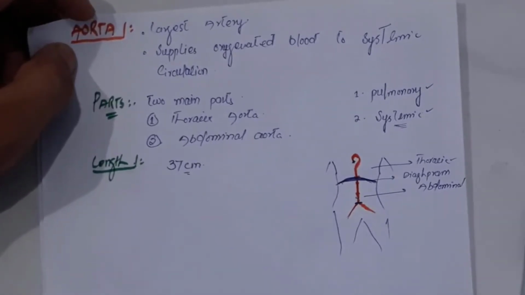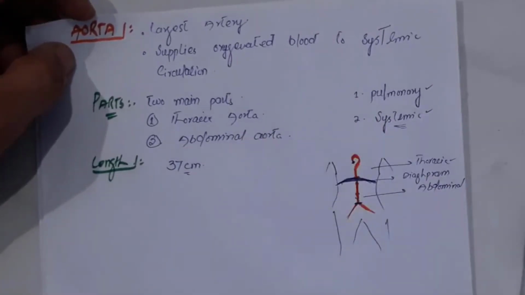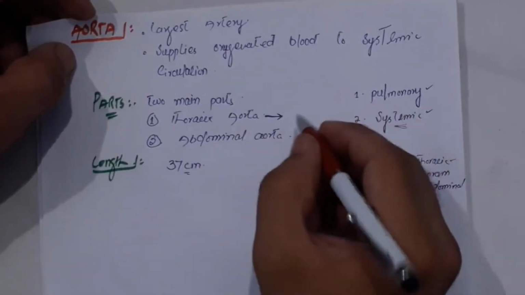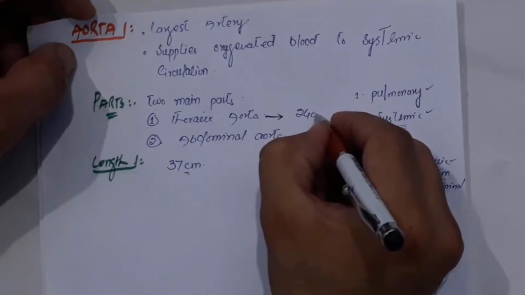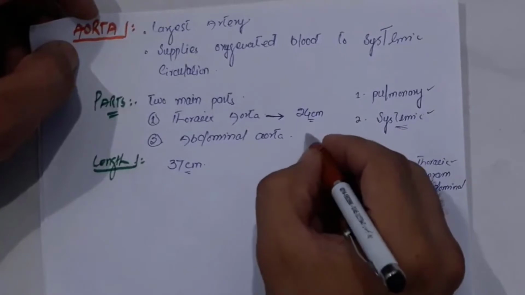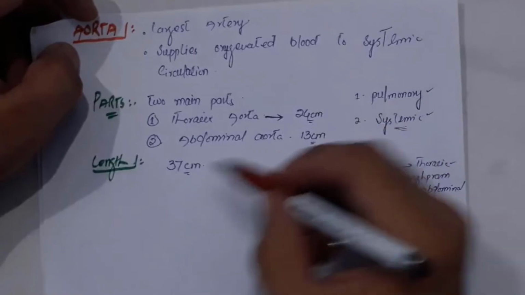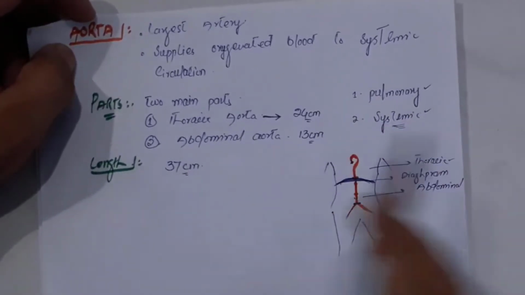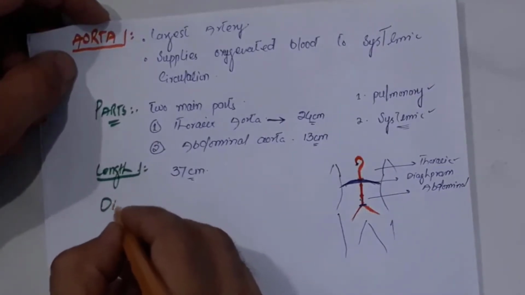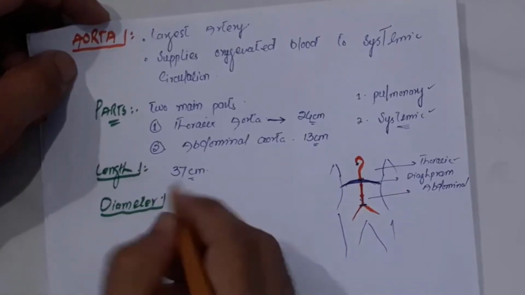Okay, so the length of our thoracic aorta is about 24 centimeters, and the length of the abdominal aorta is about 13 centimeters. When we combine both these lengths, it becomes about 37 centimeters. Then we ask, what is the diameter of the aorta?